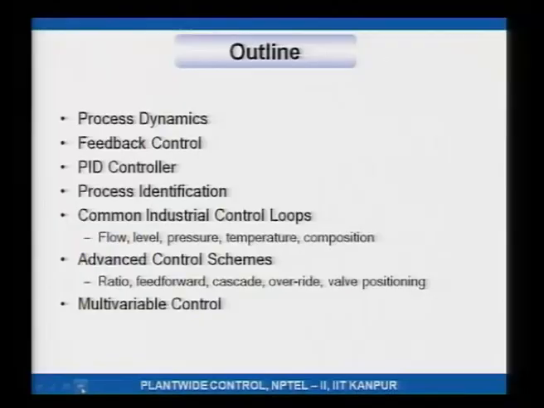Since the focus of this course is practical industrial application, we are also going to look at a few common industrial control loops. These loops are typically flows, levels, pressure, temperatures and composition loops. How do you tune them? What are the typical characteristics of these loops, and so on and so forth. Then we will also look at a few advanced control schemes such as ratio, feed forward, cascade, override, valve positioning, optimizing control, and so on and so forth, which are employed routinely in industrial systems in order to achieve more effective or better control.